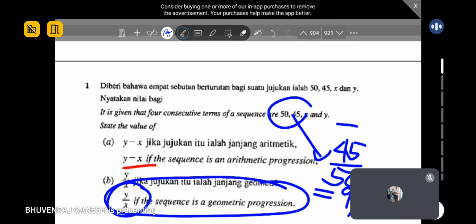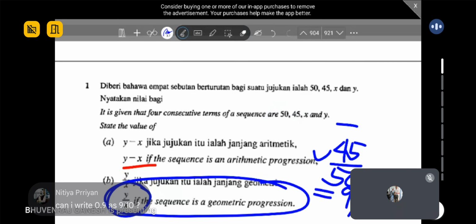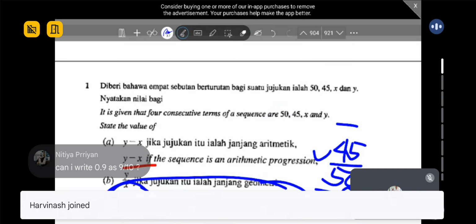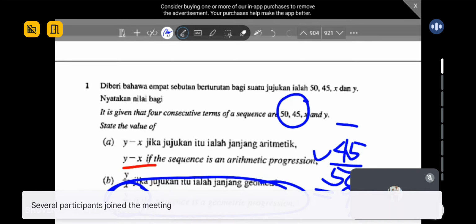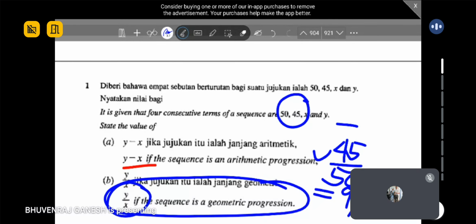Kamu tak sepatutnya cari nilai Y dan X. Sebab nilai nisbah sepunya akan sama sepanjang janjang tu. So it means that you just need to use two pieces of information. Dua informasi saja cukup. Boleh cari Y bahagi X ataupun nisbah sepunya, your common ratio.